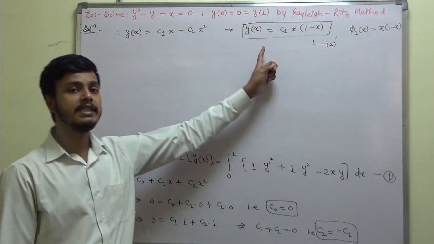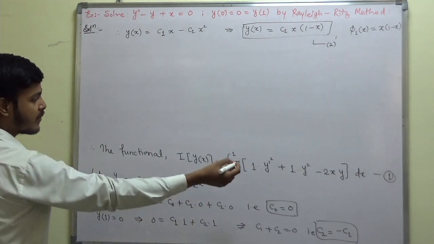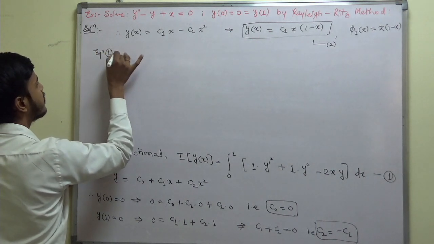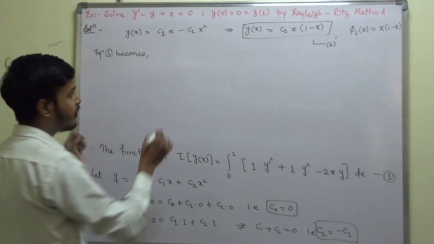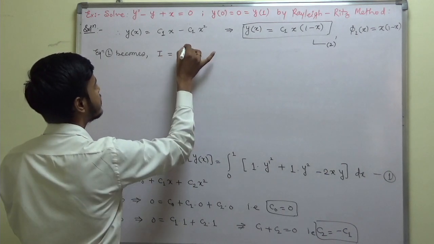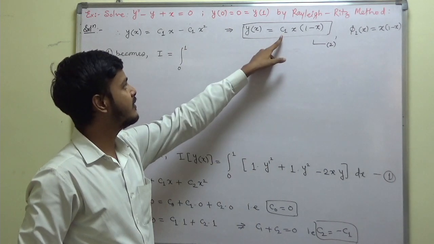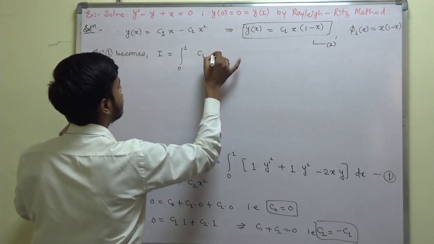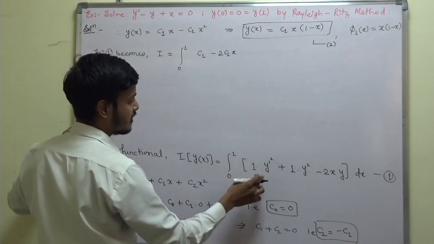Okay, now after getting this y of x, what you need to do is substitute this value in equation 1. Equation 1 becomes I of y of x, or you can write directly I is equal to integration 0 to 1 y dash square. So what would be its derivative? C1 minus 2 C1 x. That's the derivative of this, and it is squared.